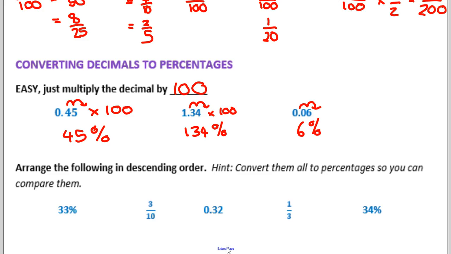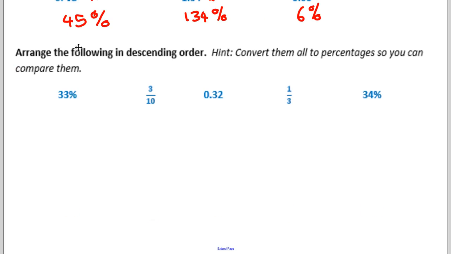Now a bit more problem-solving one. Arrange the following in descending order. So descending, would you agree, means from biggest to smallest, meaning going down. The opposite would be ascending order, from smallest to biggest. Ascend means to go up, descend means to go down. So I've got a hint for you. Convert them all to percentages so you can compare them.